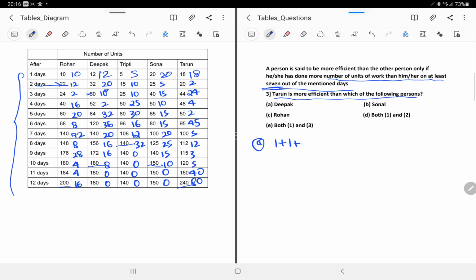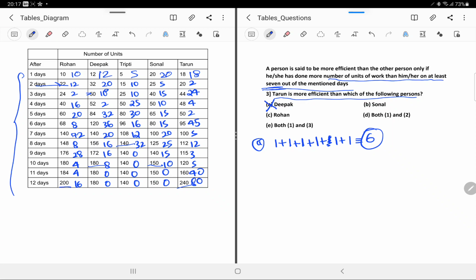On day 4 Tarun is working more. On day 5 Deepak is working more. On day 6 Tarun is working more. On day 7 Deepak is working more. On day 8 Deepak is working more. On day 9 Deepak is working more. On day 10 Deepak is working more, and on the 11th and 12th days Tarun is working more, but he ended up doing more work on only 6 days. So Deepak cannot be the answer.